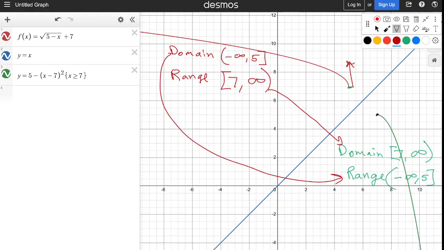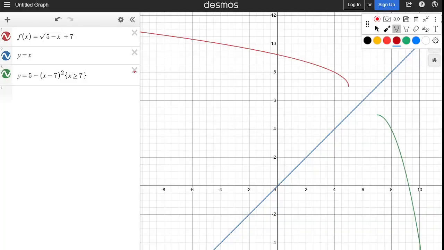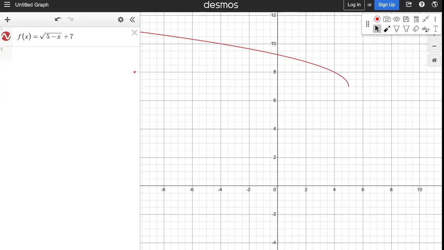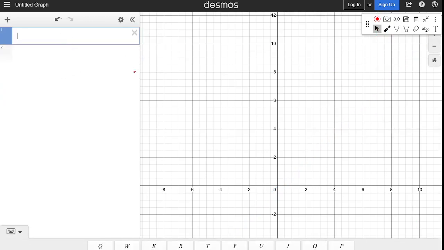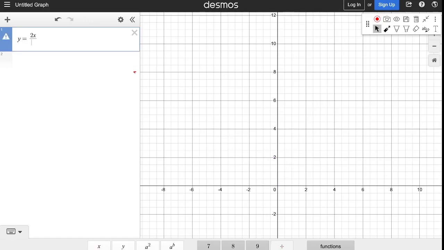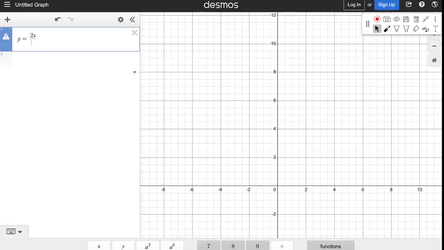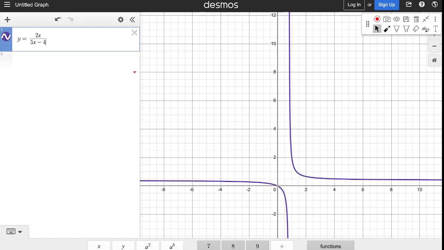Go over to Desmos. I would like to clear this out, and let's clear these guys out. So we're going to graph, and maybe we're not too concerned about function notation so much. So just y equals 2x divided by, what was that, 5? That was 2x over 5x minus 4. So that's what that's looking like.